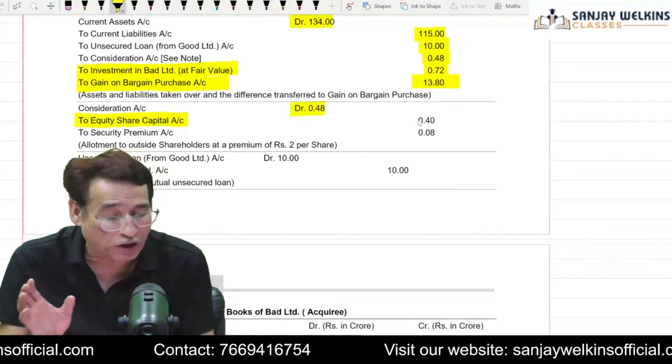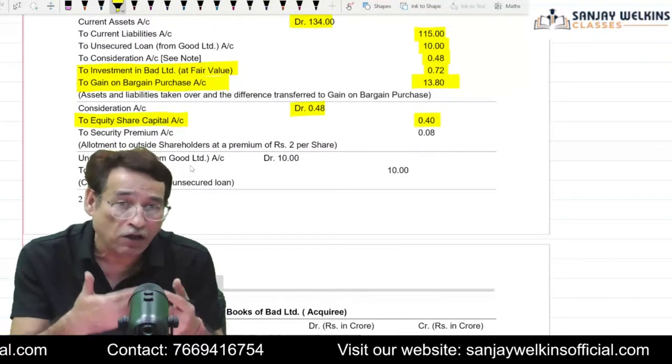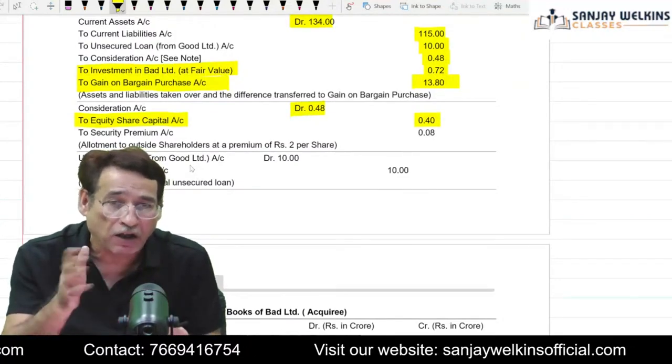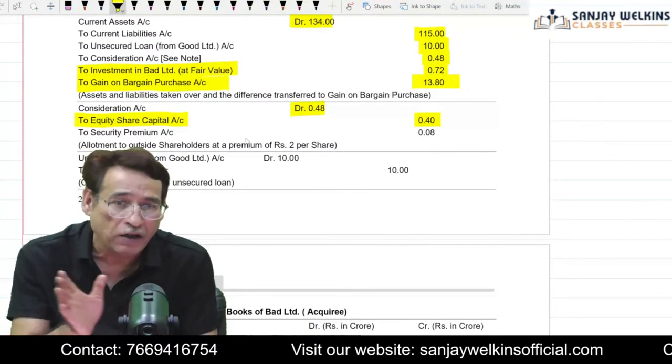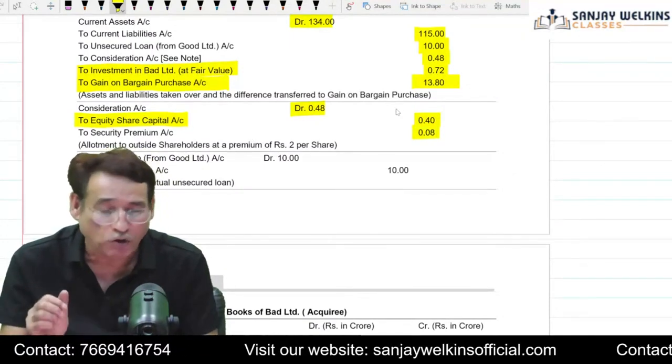That is equal to 40 lakh or 0.40 crore. And 4 lakh shares are being issued at a premium at the rate of 2 per share. So 4 lakh into 2 will be 8 lakhs or 0.08 crore. This is how you need to pass the entry.